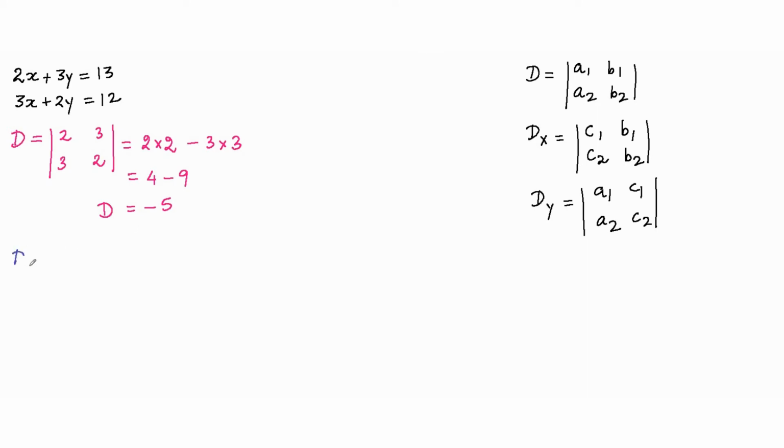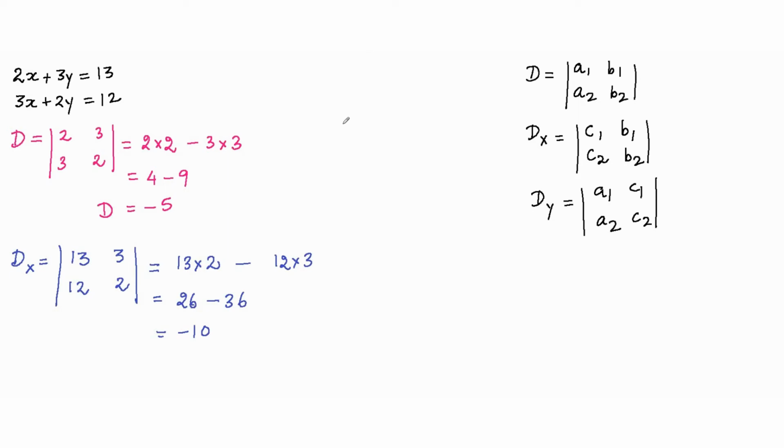Now let's calculate the determinant for x. As we discussed, I will replace the coefficients of x, which is the first column, by the constant. So that's 13, 12, 3 and 2. Okay. And I will now calculate this as 13 2s are 26, and 12 3s are 36, and I will subtract. So this becomes 26 minus 36, and 26 minus 36 is minus 10.